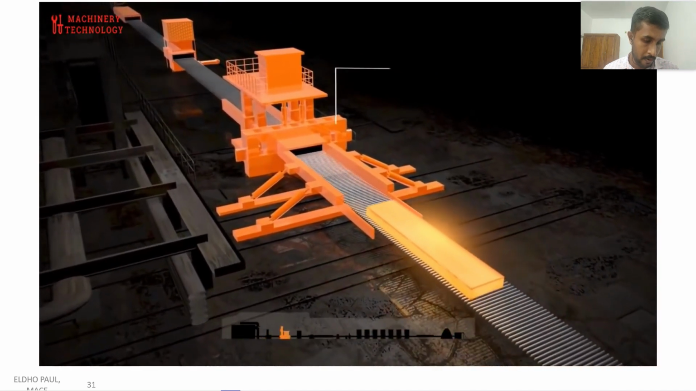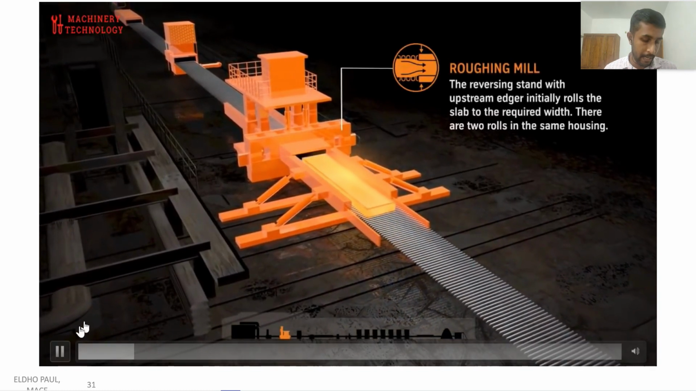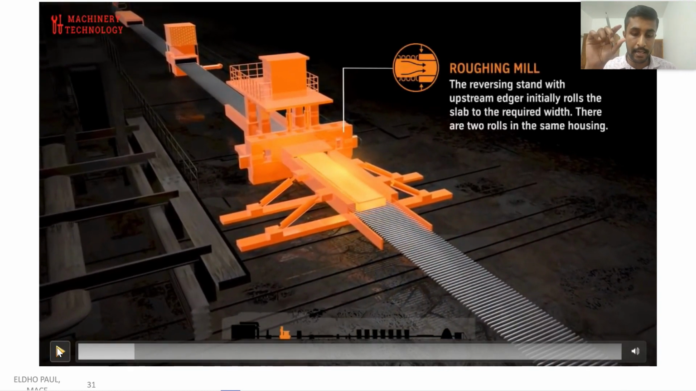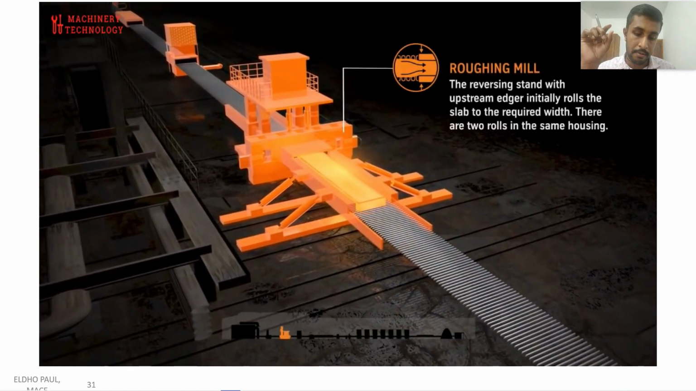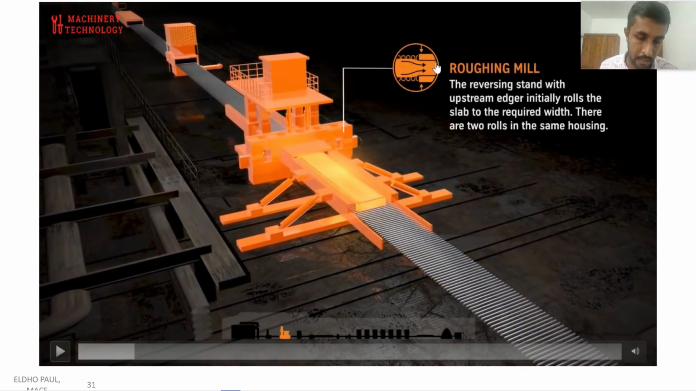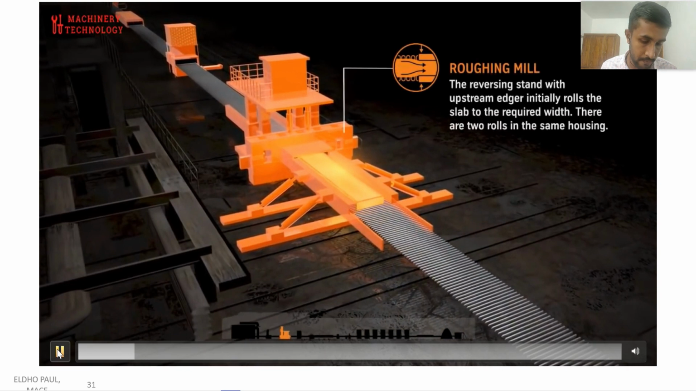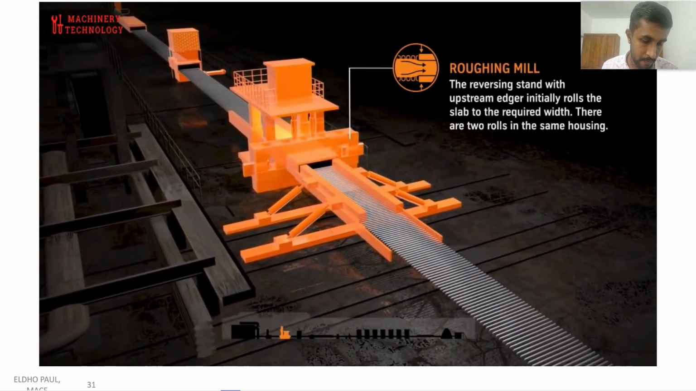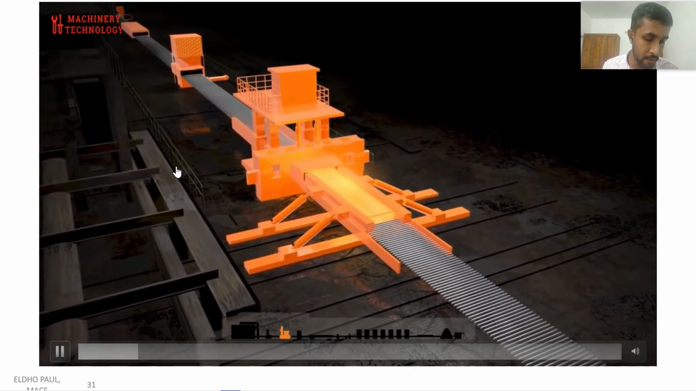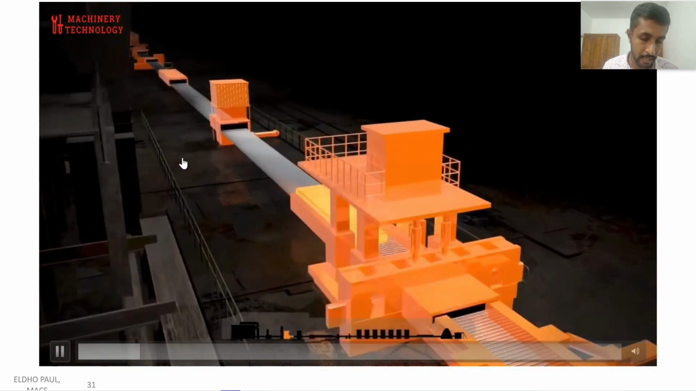The next process is rough milling, so there will be a huge reduction here. The roughing stand with the upstream edger initially rolls the slab to the required width. There are two rollers in the same housing. In the width direction, we change the width of the material according to our requirement in the rough milling operation. It passes in between the rollers. Then we do it again, so it is a forward and reverse process.